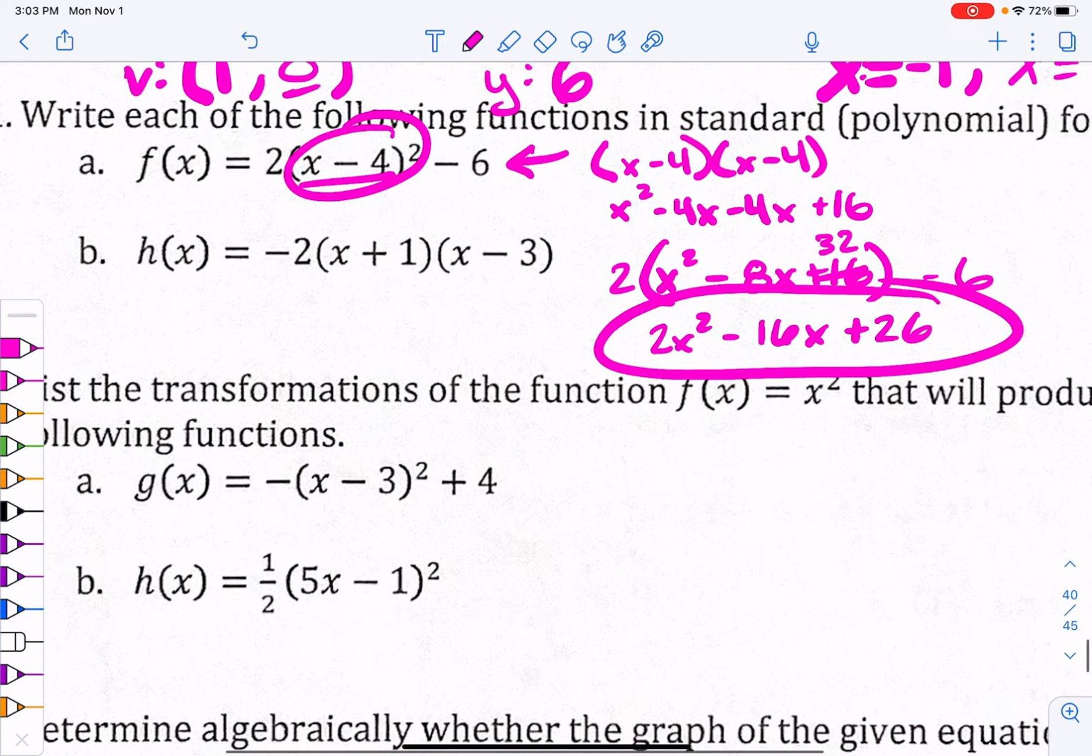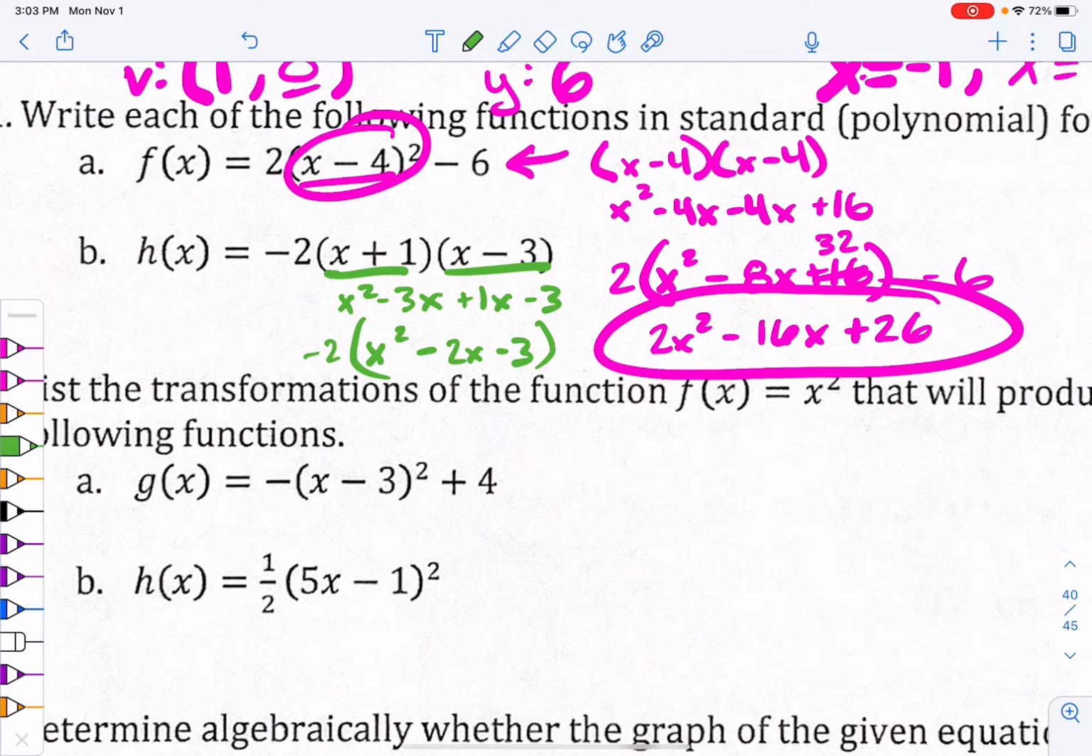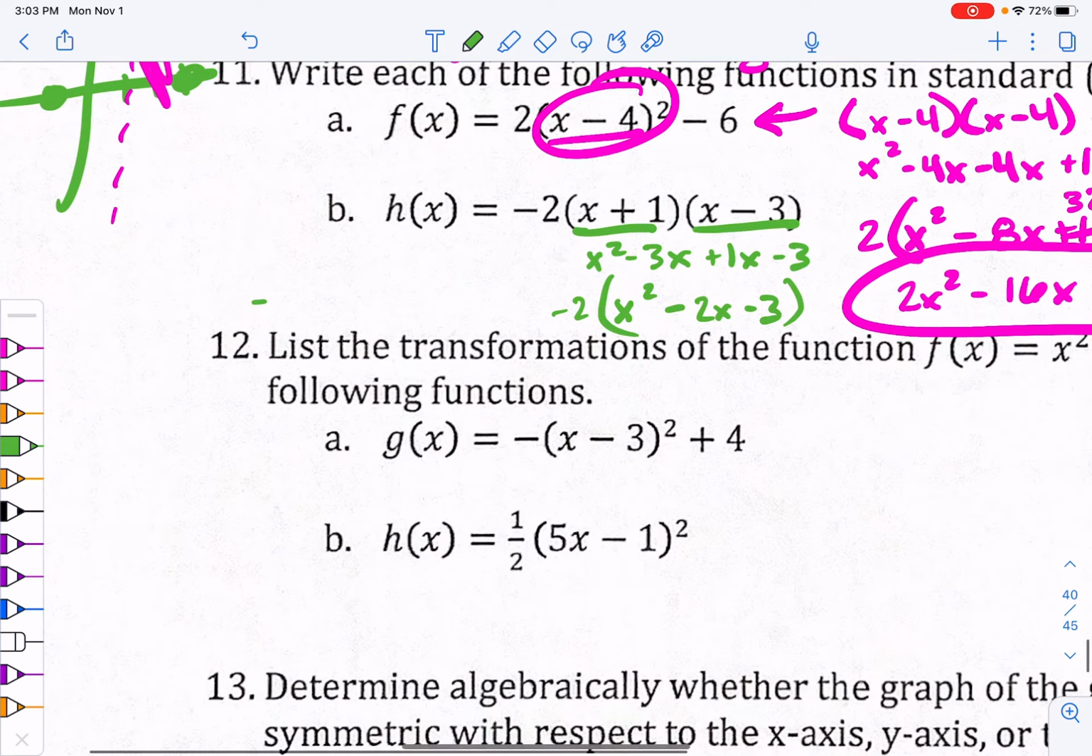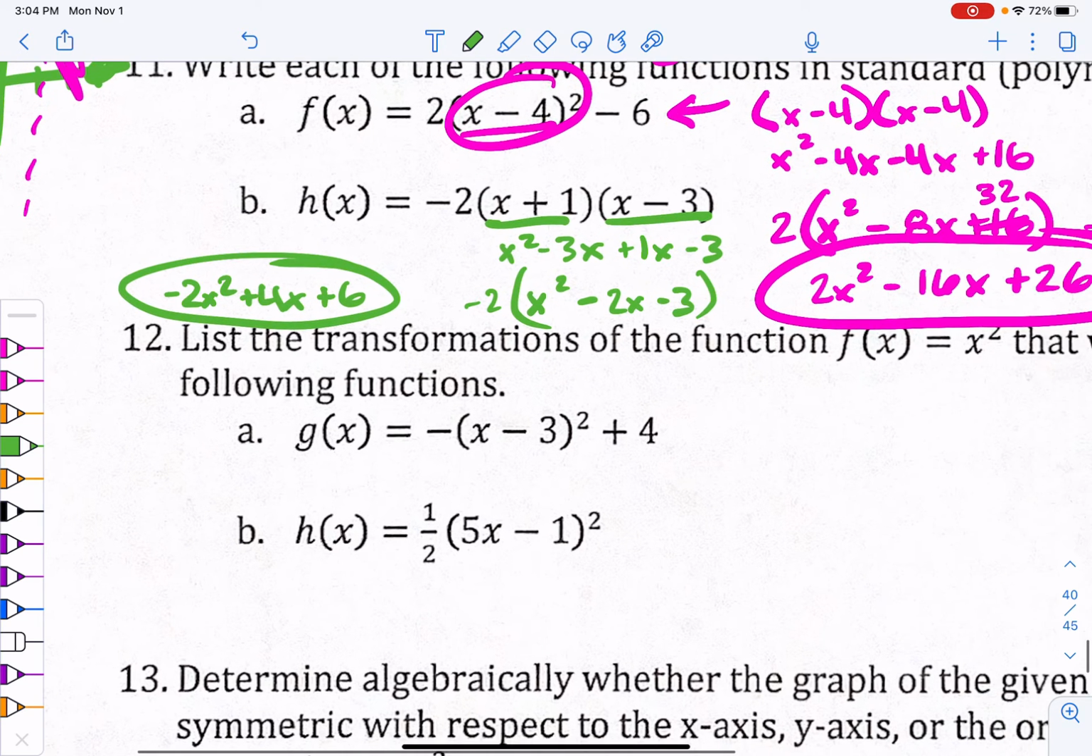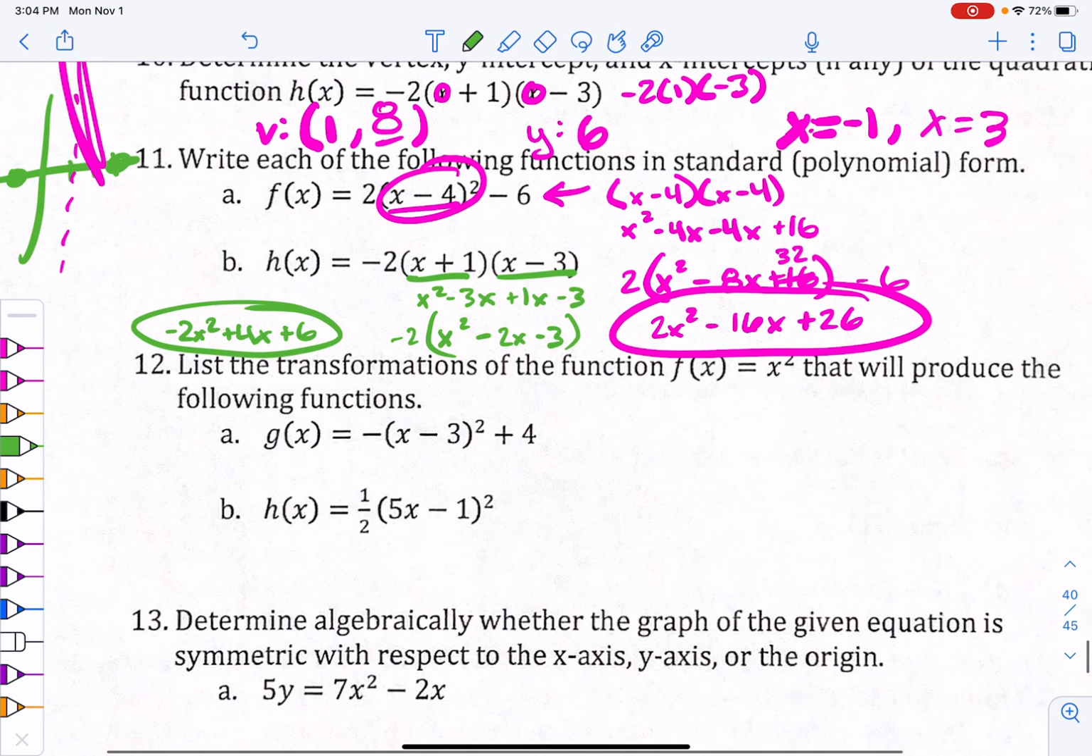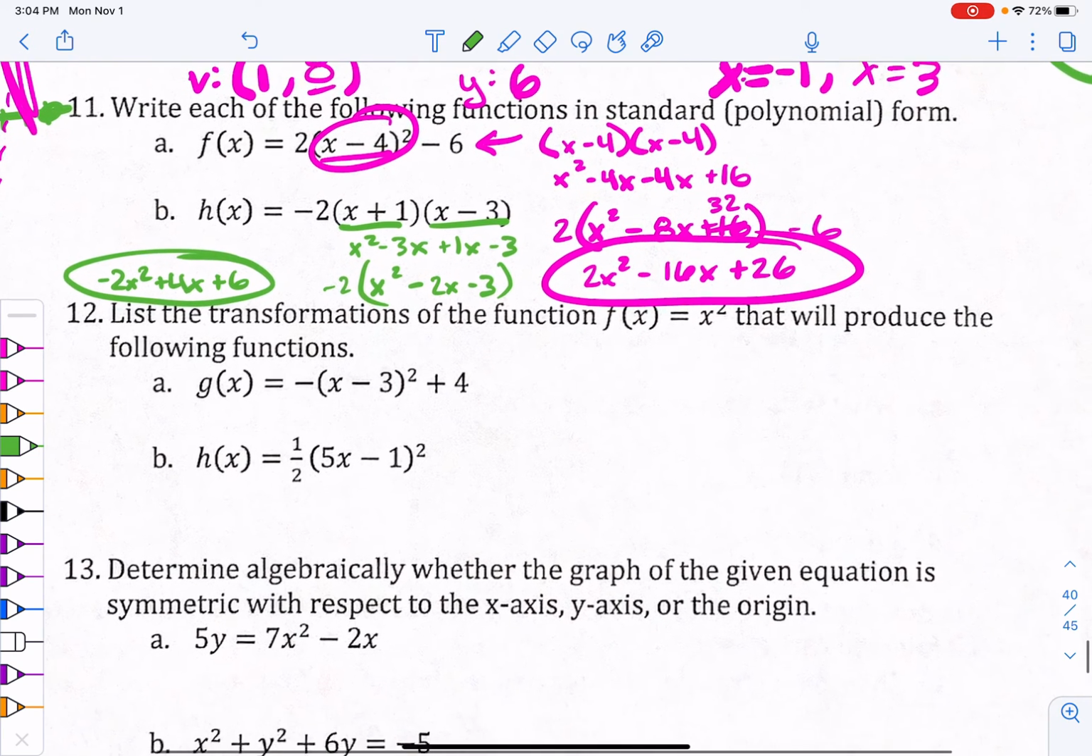Okay? Next one, part B, we're going to FOIL these two and then distribute the negative 2 through, and then we'll be done. So x squared minus 3x plus 1x minus 3. So x squared minus 2x minus 3. And then if we multiply everything through by a negative 2, we get negative 2x squared plus 4x plus 6. And that's what he will look like in standard form. Okay, so not terrible. A little bit of work yet, but anyway.